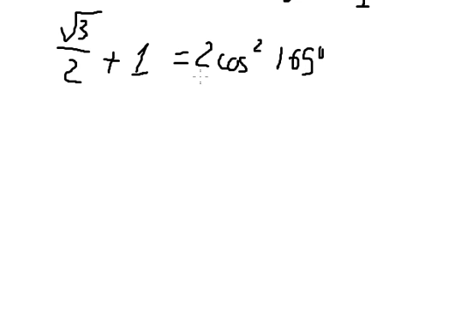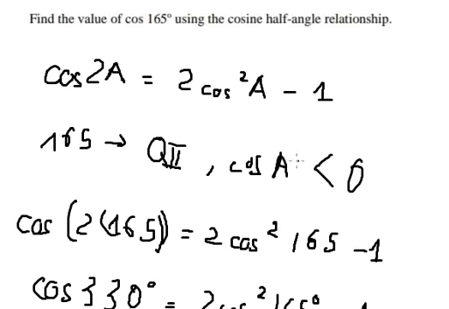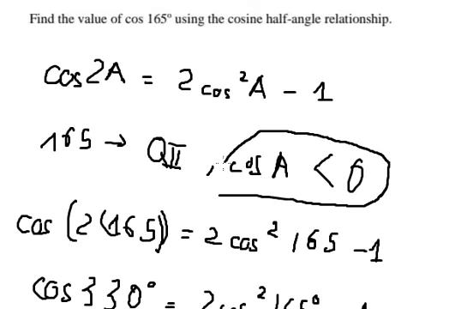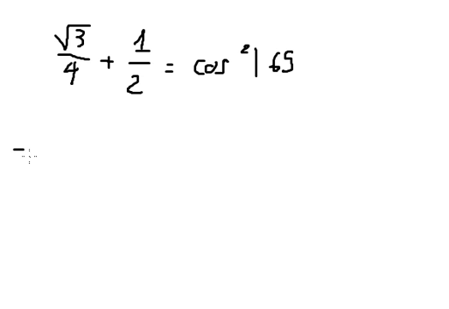Next, we divide both sides by 2. And we have the square root of 4 plus 1 over 2. We put the square root on both sides. We know that this one is a negative number, so we need to put the negative sign next to the square root.